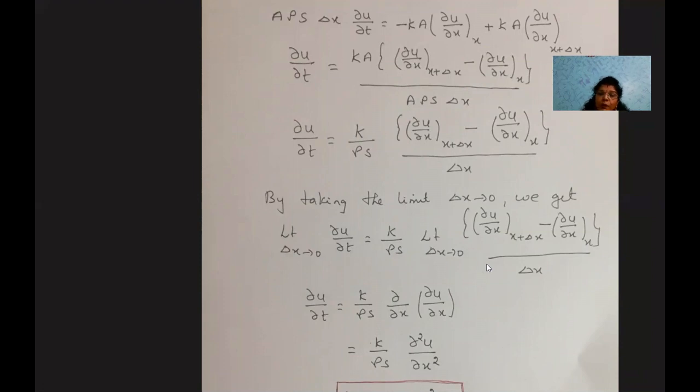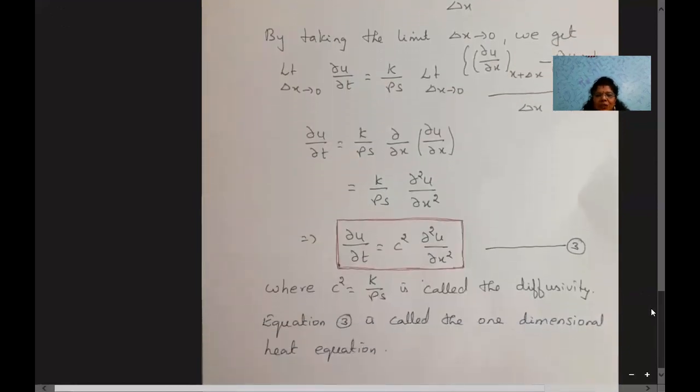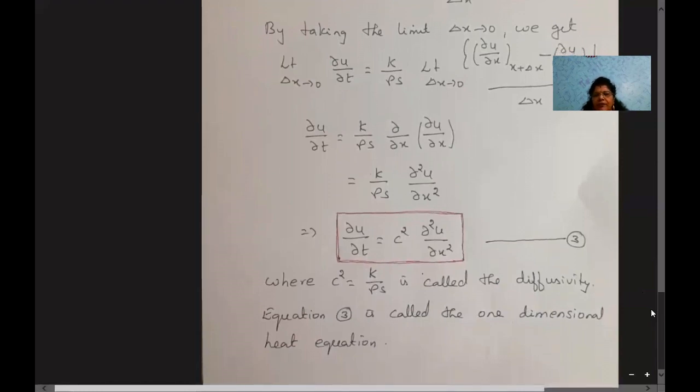Here, dou U by dou X at X plus delta X minus dou U by dou X at X, divided by delta X, when delta X tends to 0, will be the derivative of dou U by dou X. That is dou by dou X of dou U by dou X, that is dou square U by dou X square. Now, when we take K by rho S as c square, where the constant c square is called the diffusivity, we obtain the one-dimensional heat equation. Thank you.